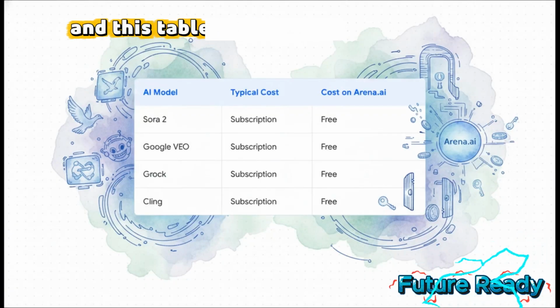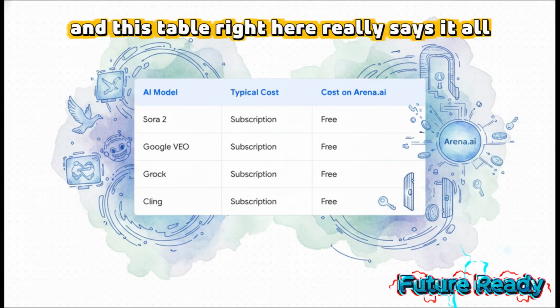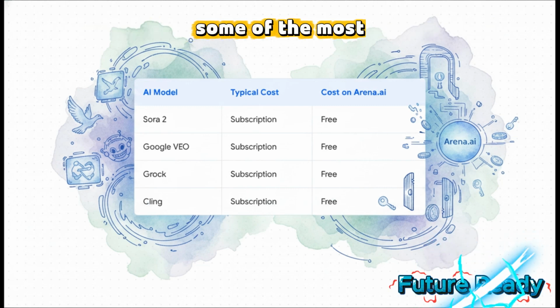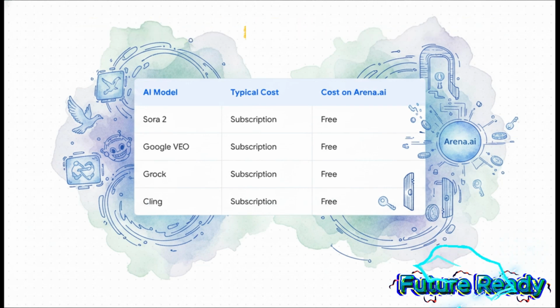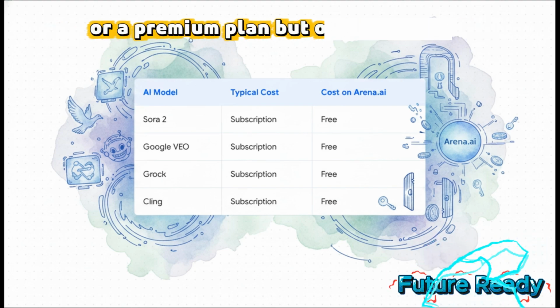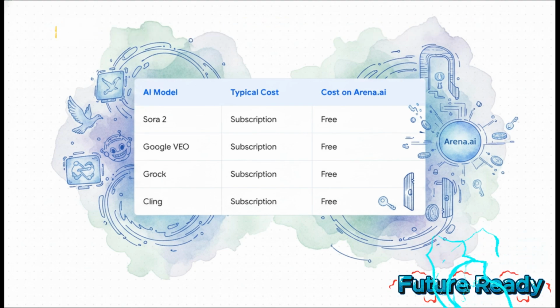And this table right here really says it all. I mean, we're talking about models like Sora 2 and Google Veo, some of the most advanced text-to-video generators on the planet. Getting access to these usually means a long waitlist or a premium plan. But on arena.ai, you can just hop on and start experimenting with them for free.